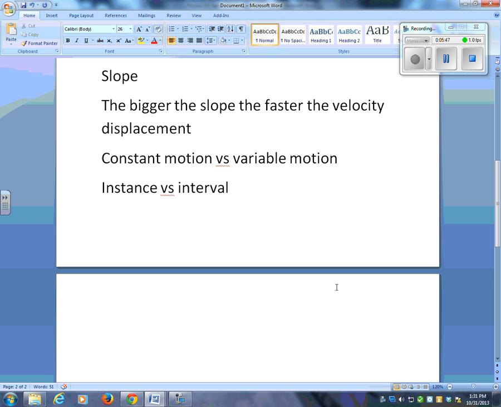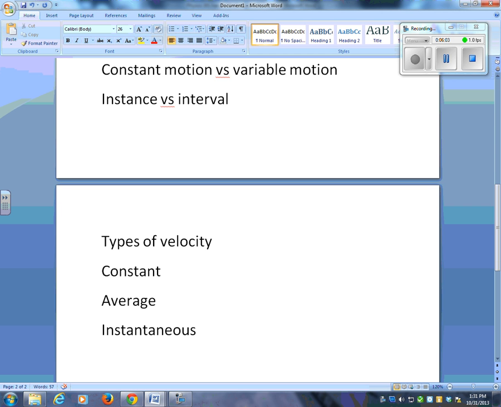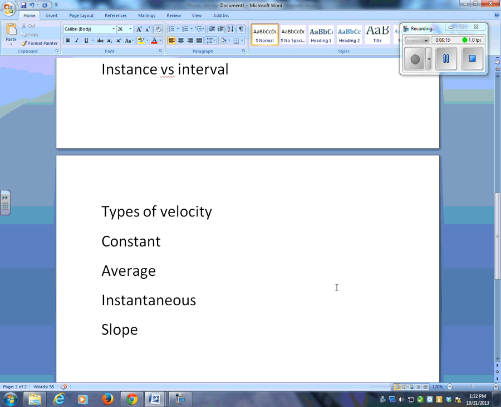Okay, then we got into a big booklet on types of velocities. And I think Anne's has already got them up there, right? Well, sort of. Types of velocities: constant velocity, average velocity, instantaneous velocity. There was a whole booklet on that. We did word problems. We did slope problems, where you're taking the slope of a position time graph.